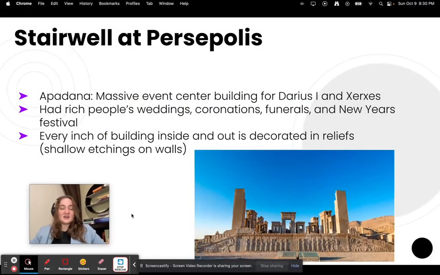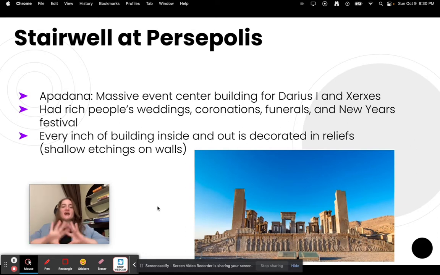All right. There's this awesome archaeological art thing. It's called the Stairway at Persepolis. So what it is, there's this huge, massive building called the Apadana, which was built by Darius the First and Xerxes.